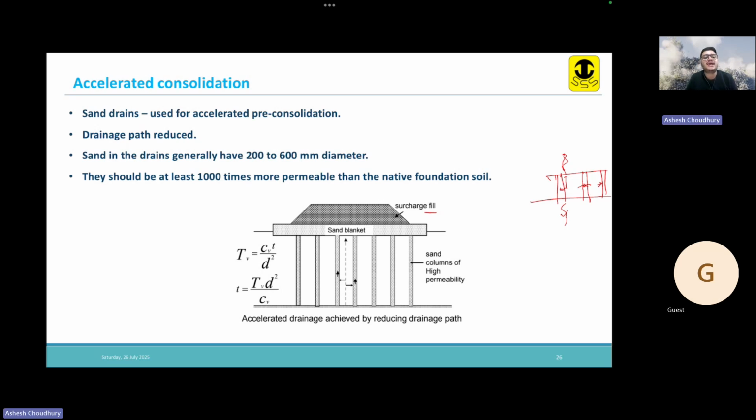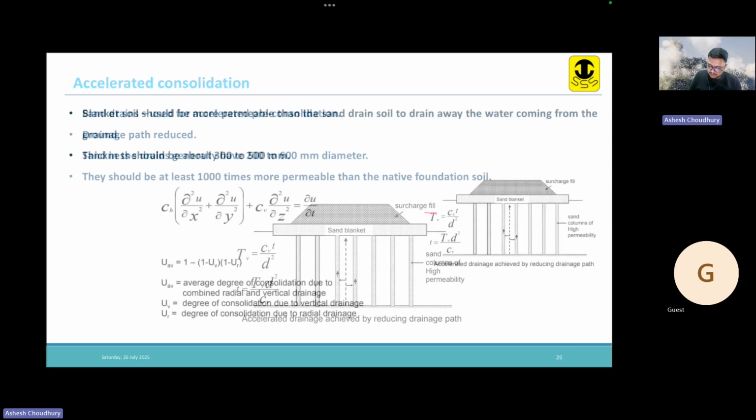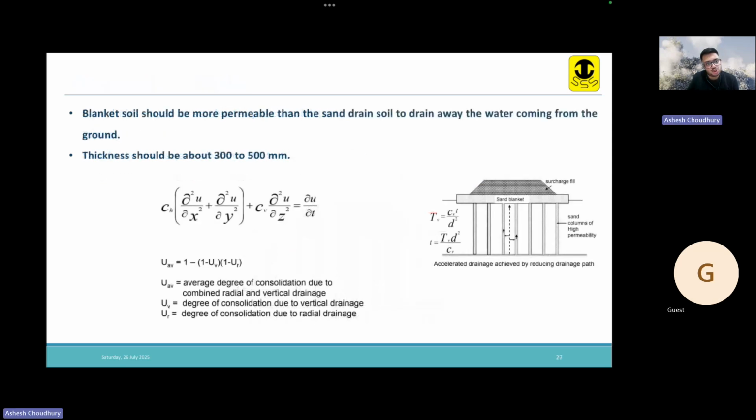Now, for vertical drainage, we know the time factor Tv is Cv t by d square, where d is the drainage path length. From there, time of consolidation can be calculated as t equals Tv d square by Cv, where Cv is the coefficient of consolidation and Tv is the time factor. Now, the sand blankets are also to be more permeable than the sand drains to drain away the water coming from the drains. The thickness of the sand blanket is generally 300 to 500 mm.